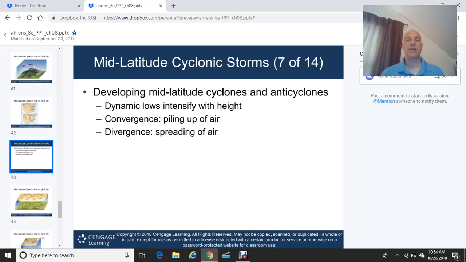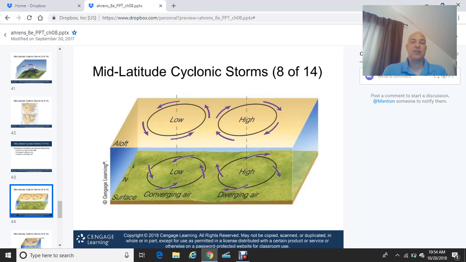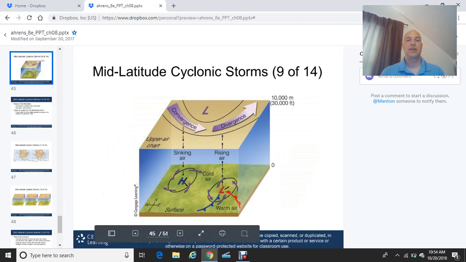Right? And mid-latitude cyclonic storms, they generally rely on either divergence or convergence aloft. Okay? With mid-latitude cyclones, we want upper-level divergence or spreading of air aloft over the surface low. With anticyclones or high-pressure systems, we want areas of upper-level convergence, which results in sinking air motion. Okay? Here's an example, mid-latitude cyclonic storms. I'm not really going to hit on that too heavily.